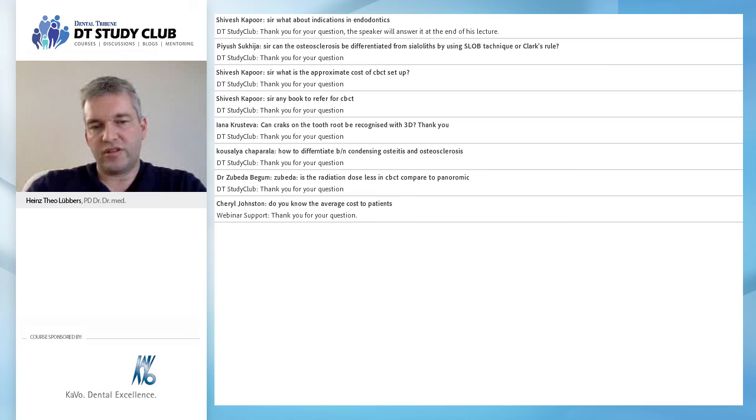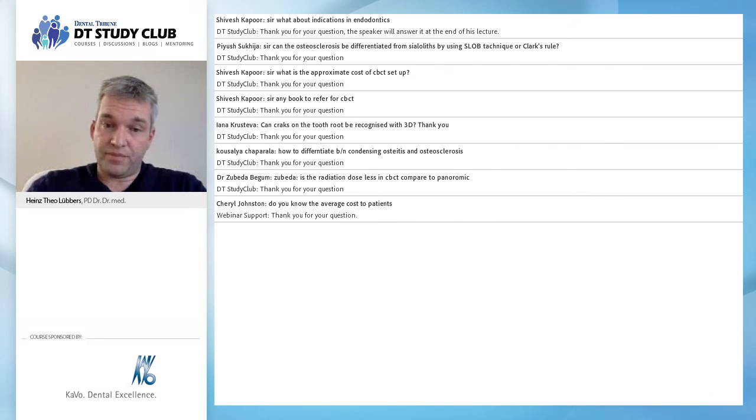And the next point is very often roots with cracks are filled. Once you get a root filling, you get problems with your cone beam CT with artifacts. Very good question. Also the next one, how to differentiate condensing osteitis and osteosclerosis?